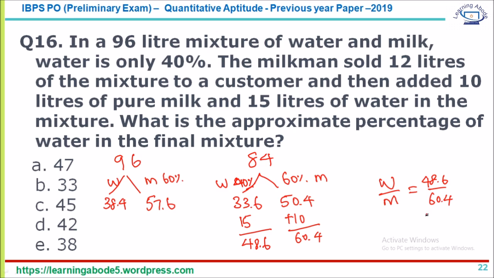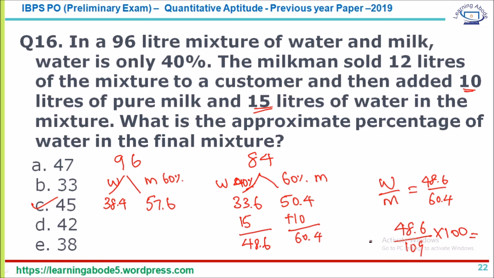The approximate percentage of water in the final mixture. Now if you look at the total, 48.6 is the content of water, and the total is 109 liters, because 12 liters is taken away and 25 liters, that is 15 liters of water and 10 liters of milk, is added. So 48.6 out of 109 into 100. Now that is what is asked. Now this is approximately 45%.